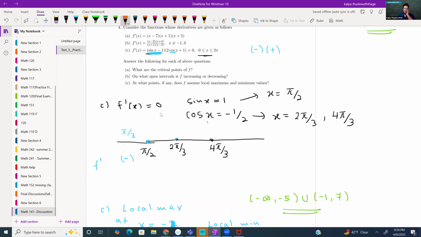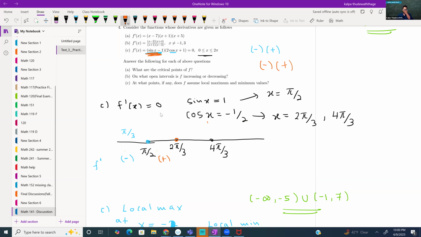The first factor is always negative. If you plug in a point greater than 120, at the minus half point it's 0, and anything after that, the cosine value is greater than minus half, like -1/3, something greater than -1/2 and less than 1. So overall it's positive again.